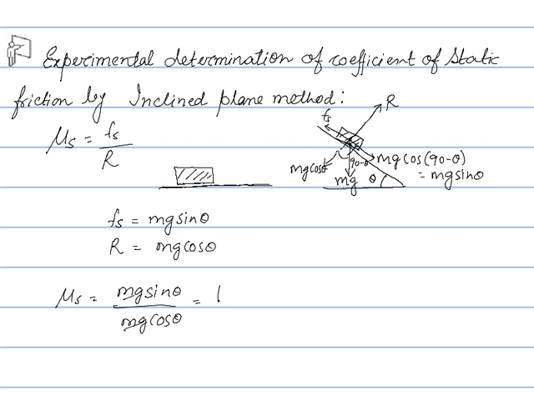So that is, the tangent of this angle of inclination will give the value of mu s. So experimentally, when we incline this surface gradually, the angle when the block is about to move is called the angle of repose, and the tangent of this angle is the coefficient of static friction.